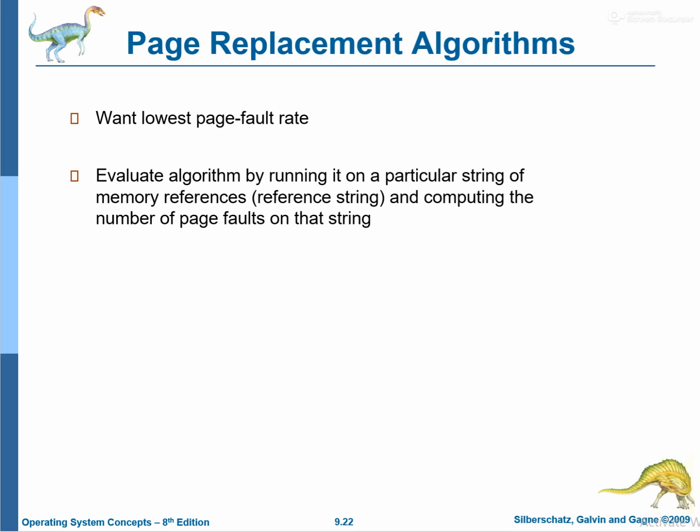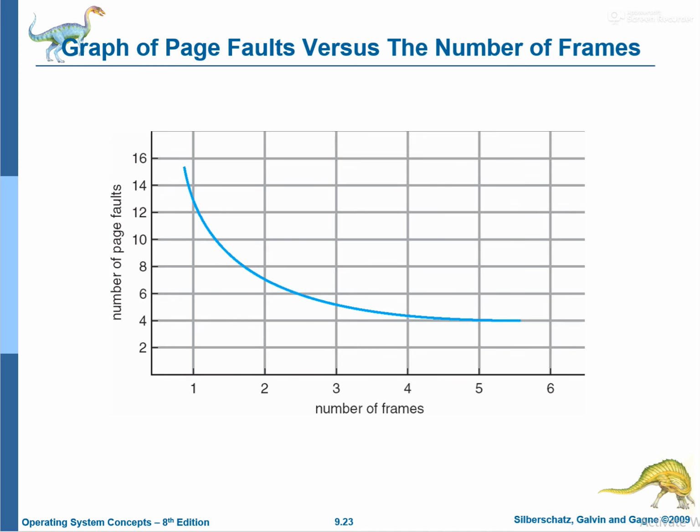So when we are evaluating the performance of an algorithm, we evaluate it by running it on a particular string of memory references, and then we calculate the number of page faults on that string, and the algorithm which gives us the minimum number of page faults will be considered the optimal algorithm. Okay, this graph shows the performance, page faults versus the number of frames, and it is obvious that if you have more frames, then the number of page faults will automatically reduce, and performance will increase.